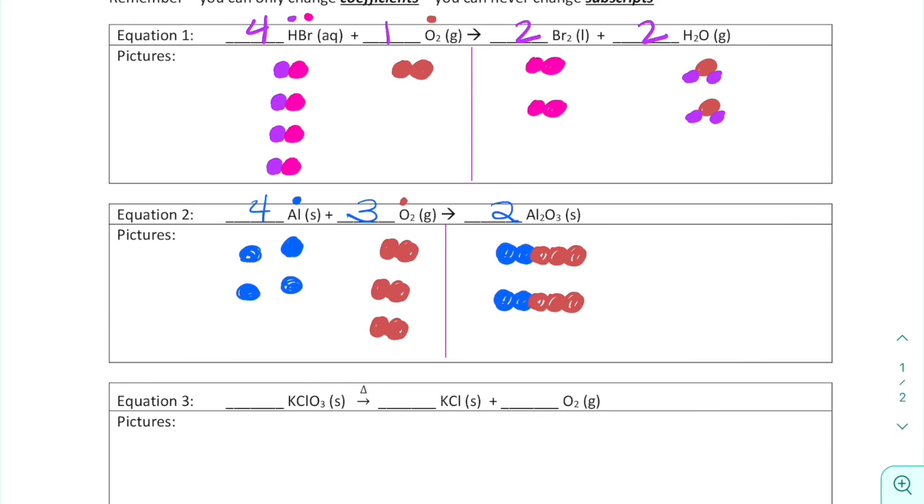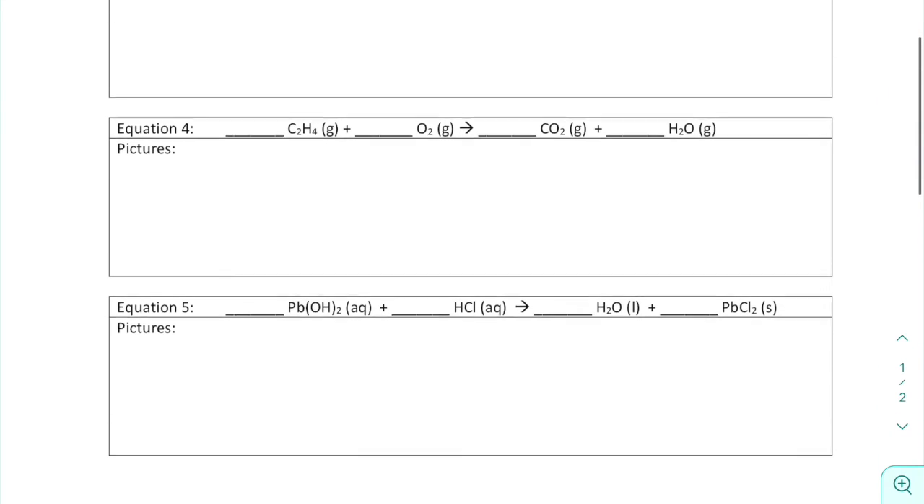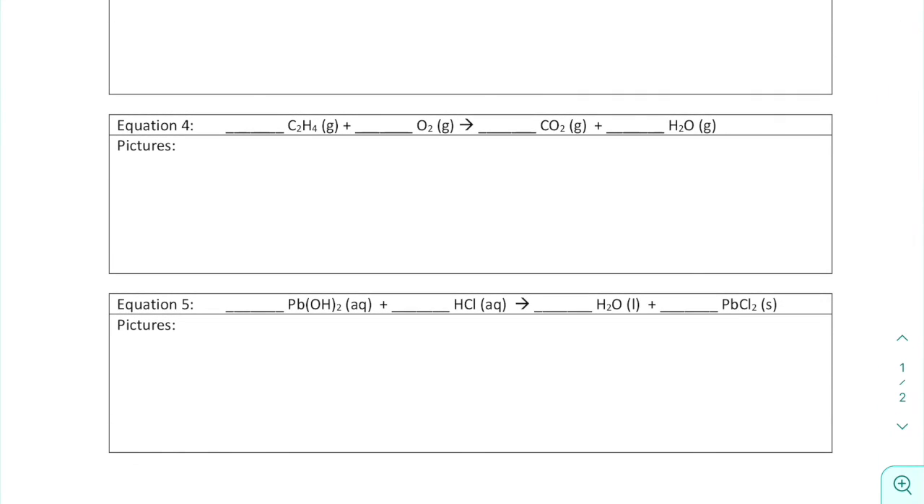Okay, so go ahead and finish 3, 4, and 5, and you can check your answers with the key in class. Let me know if you have any questions.